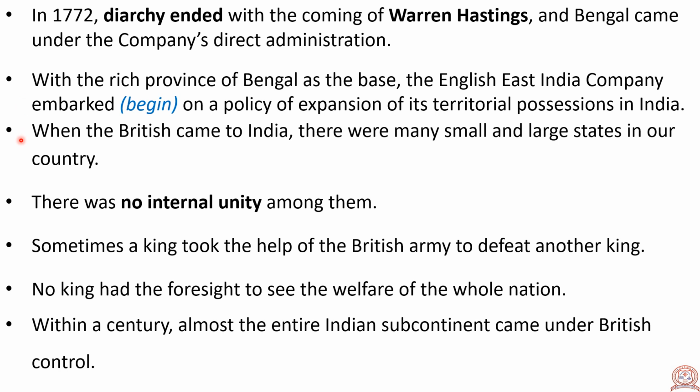When the British came to India, there were many small and large states in our country, but there was no internal unity among them. Sometimes a king took the help of the British army to defeat another king. No king had the foresight to see the welfare of the whole nation. Within a century, almost the entire Indian subcontinent came under British control. In this chapter, we will learn more about how the foundation of the British Empire was laid.